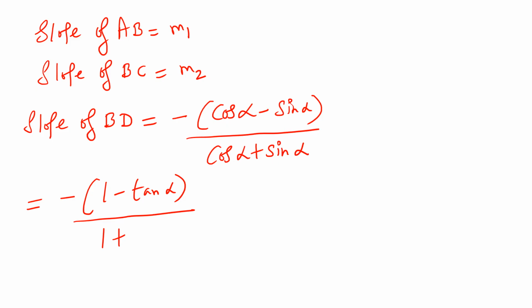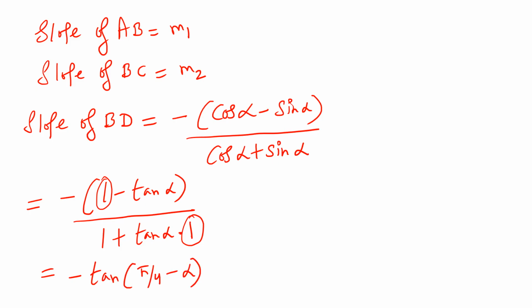Now in the denominator, rewrite this tan alpha as tan alpha into 1. Now students, if I replace this 1 and this 1 by tan pi by 4, it will take the shape of a trigonometric identity. In the numerator, it becomes minus inside the bracket tan pi by 4 minus tan alpha, and in the denominator, it becomes 1 plus tan pi by 4 into tan alpha. So now finally, it becomes minus tan of pi by 4 minus alpha. I have just applied the identity of tan A minus B.